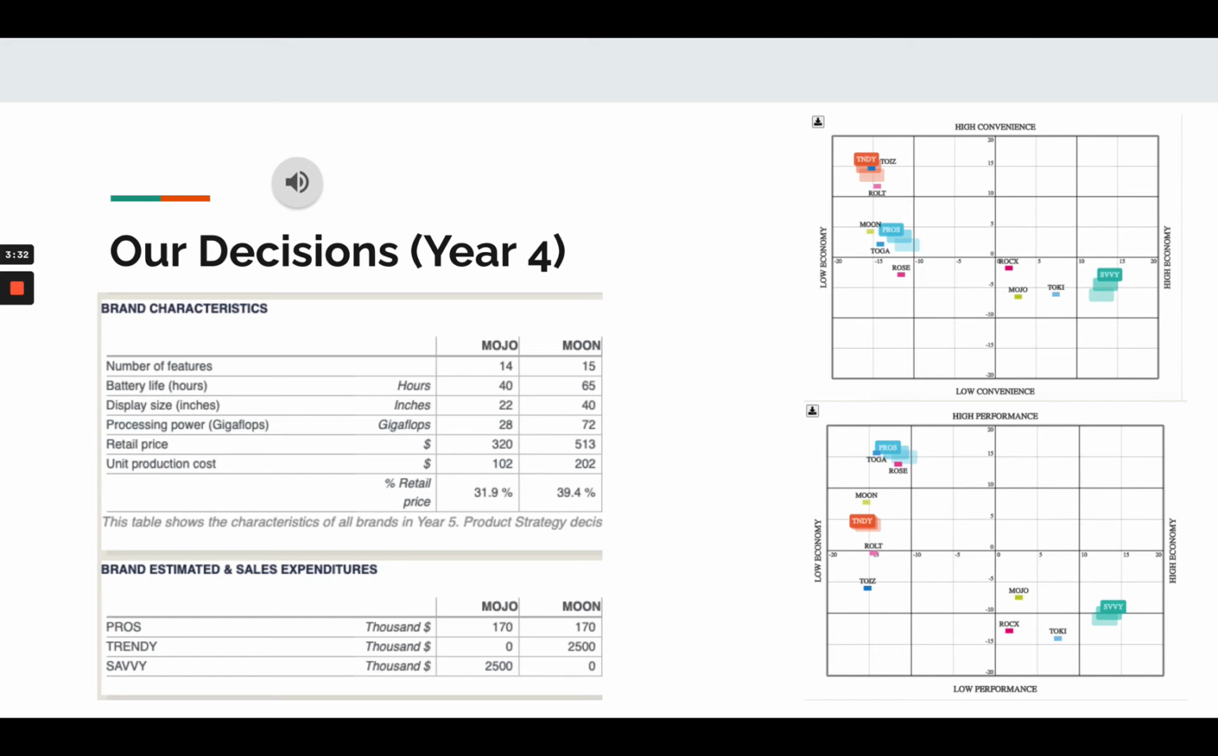Mojo was able to get a little bit closer to the market segment of savvy, so the sales expenditures were focused mostly on savvy, while for Moon, it was focused mostly on trendy, as it was already standing really close to the market segment of trendy.